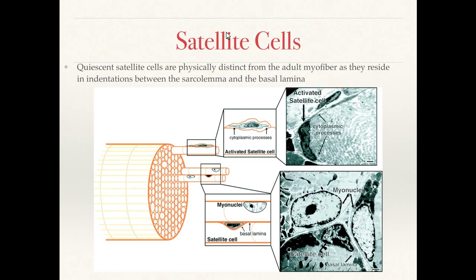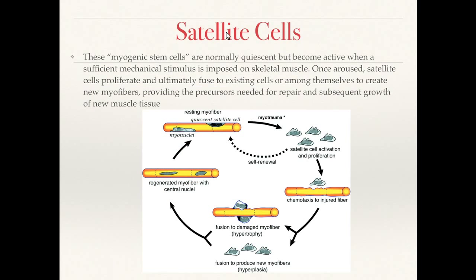When you damage the fiber, those quiescent or resting satellite cells are then activated, okay? And so that's very important. You'll start to see that they expand and that they can actually end up binding to the cell and fusing to the cell. Here's an example of that.